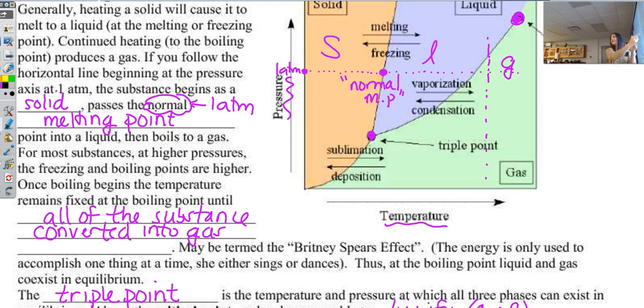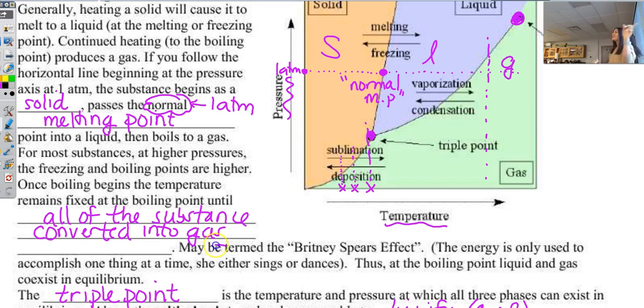Anywhere below this triple point. I like it. So if I say my temperature is whatever this is, and I maintain the same temperature, and I go up, what is the green? What's the green representing? Gas. And I can increase my pressure, and I can turn it into a solid. Same thing here. I can increase, and I can turn it into a solid. I can increase, and I can turn it into a solid.